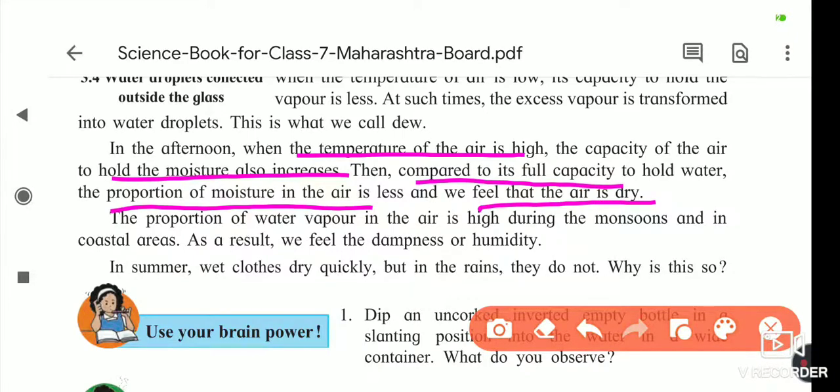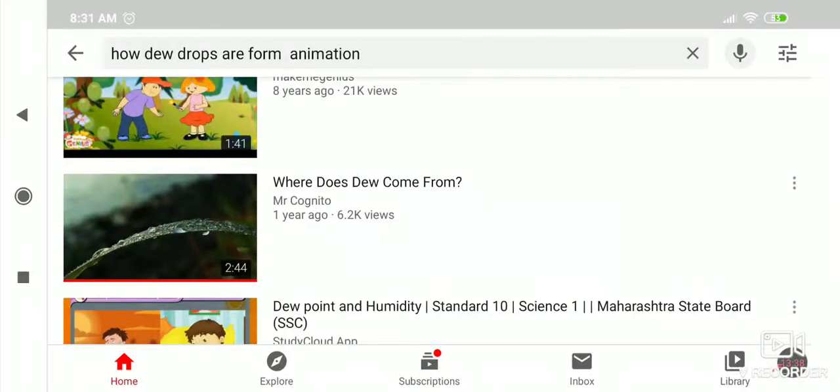The proportion of water vapor in the air is high during the monsoon season. At that time the proportion of water vapor in the air is more. In the coastal areas, as a result, we feel dampness or humidity. Coastal region means where there is a seashore. Okay, so now we will see the formation of dew.